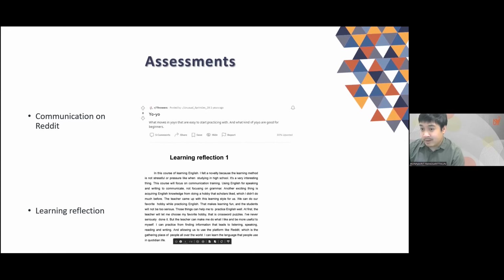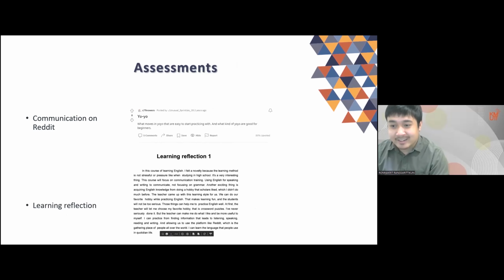Learning reflections. In the course, we let students write two learning reflections. The first one is for the first half of the course, so from the beginning until the middle of the course, and reflection 2 is for the second half of the course, okay? Most of the students mentioned that they feel no pressure about learning the course because there's no focus on grammar, and they really like the way the English was taught in the course, okay?